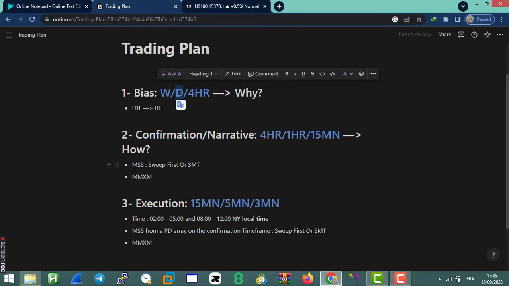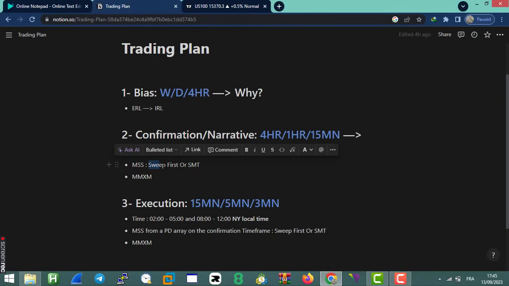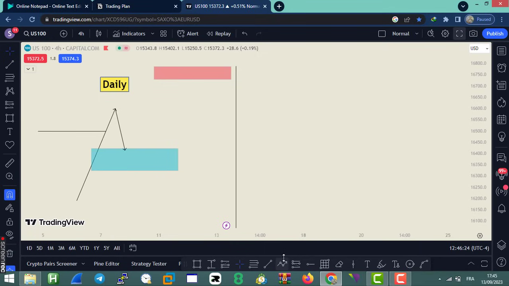Now, what are we going to do on this step? So we want to see a market structure shift. We want to see a sweep first. So before a market structure shift, we want to see a sweep on liquidity or an SMT. And we want to see a market maker X model. What do we mean by this? Let's go to the chart and show you.